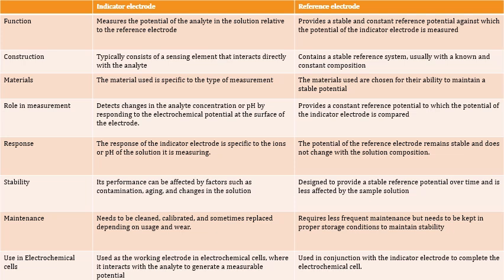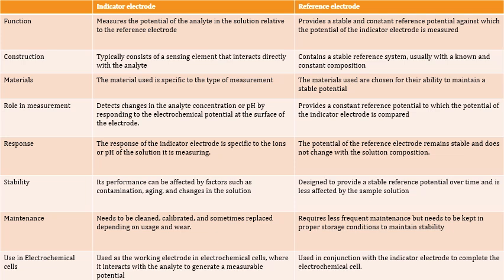while the reference electrode provides a constant reference potential to which the potential of the indicator electrode is compared. This stable reference allows for accurate measurement of the potential difference. The potential of the reference electrode remains stable and does not change with the solution composition.